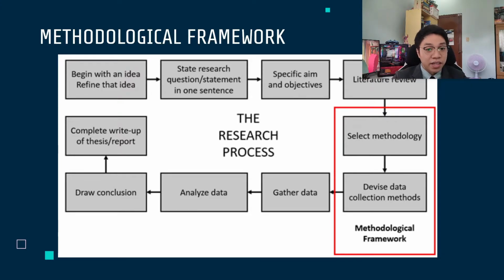we refine that idea. Afterwards, we state the research question or the statement. Then we create the specific aims and objectives. Afterwards, we perform the literature review. This is where we collect different related literatures and related studies. And after collecting and evaluating these sources, we can now proceed to the methodological framework. To an extent, we select the methodology that greatly applies to our research, and we also devise the different data collection methods.